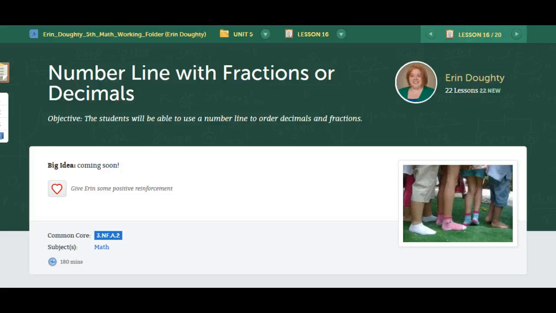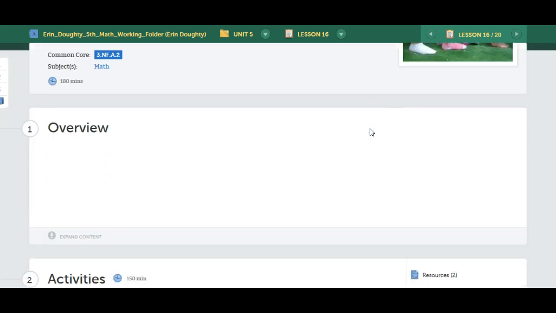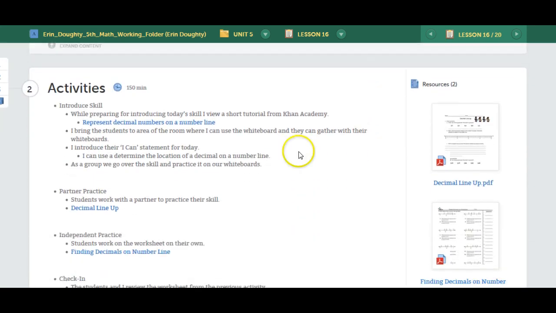This is an overview on the targeted skills group of number line, using a number line with fractions or decimals. The students will be able to use a number line to order decimals and fractions. Start the week out by viewing a short Khan Academy tutorial on represent decimal numbers on a number line.